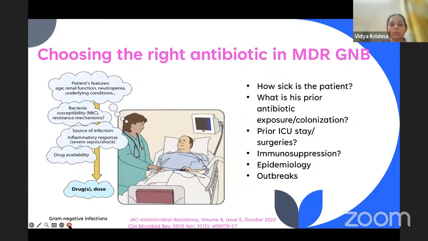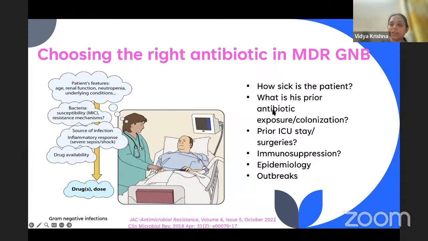If you want to choose the right antibiotic in an MDR gram-negative bug, you obviously need to go through your typical route of what the patient host factors are, what bug you are dealing with, what the susceptibility pattern is, and what the source of infection is. But when you want to know whether a patient is really at risk for an MDR bug, then there are some questions you'll have to go through.